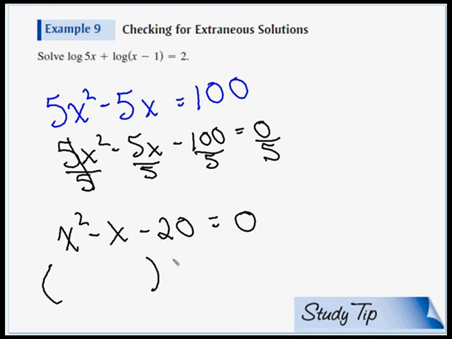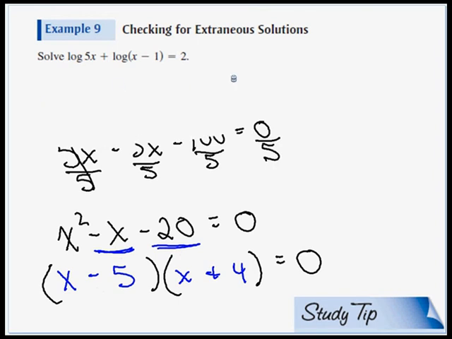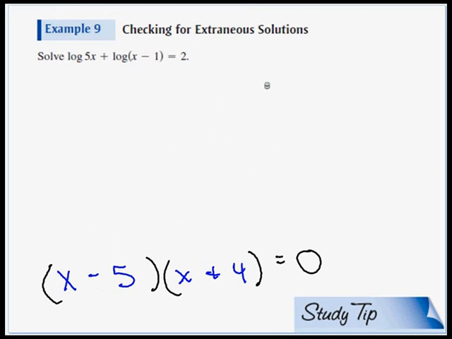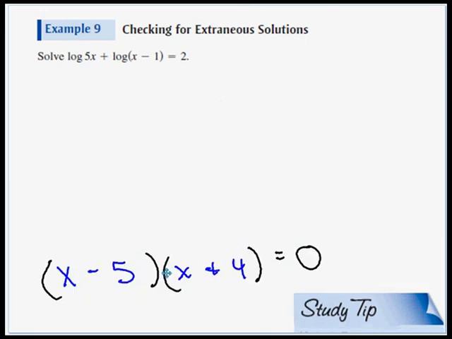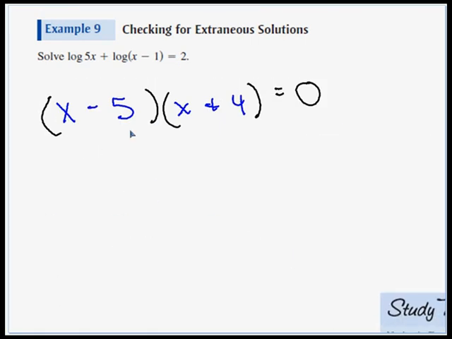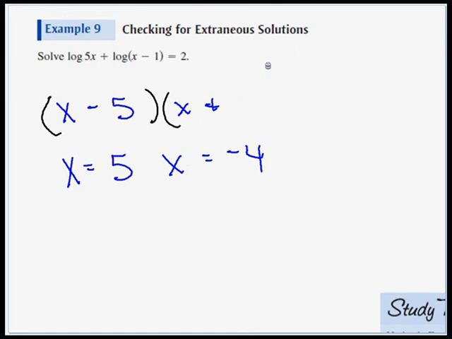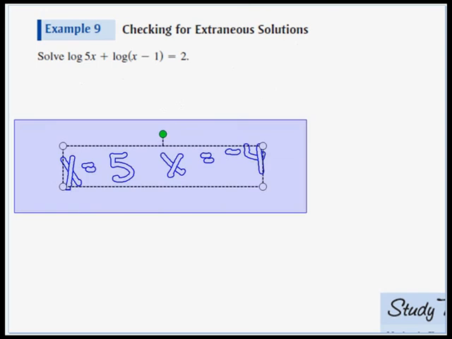So we need the factors of negative 20 that add up to negative 1. And it's going to be 5 and 4: x minus 5 and x plus 4. Minus 5 plus 4 is negative 1. If we multiply them, we get the negative 20 that we were looking for. And then we set each factor to 0. So we get x equals positive 5 and x equals negative 4. So we have two solutions, and let's check those in the original equation.